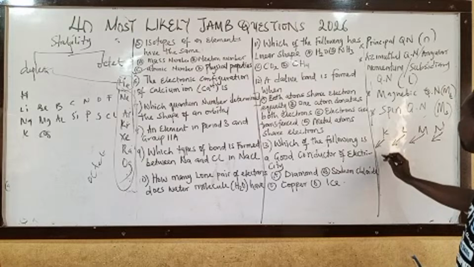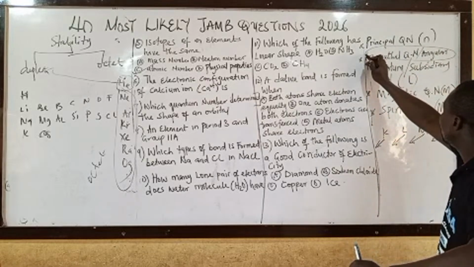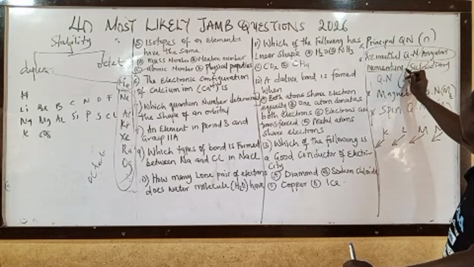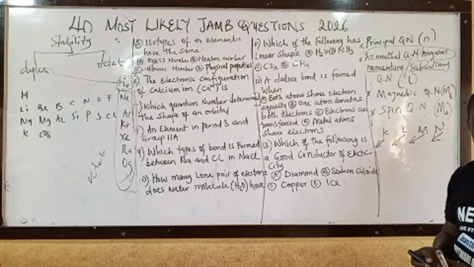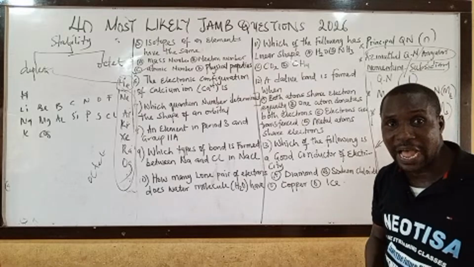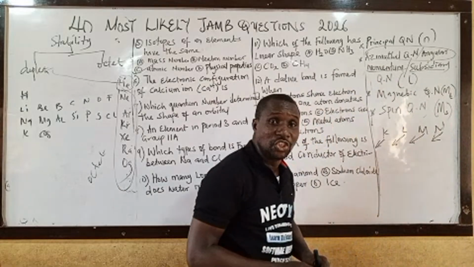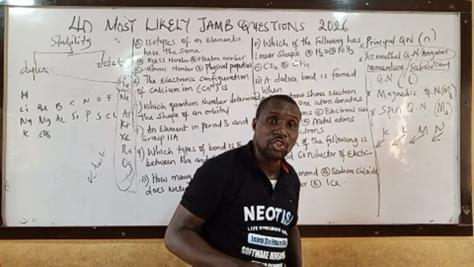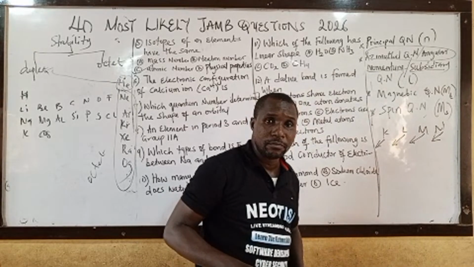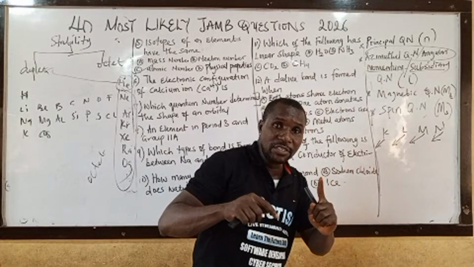This one, azimuthal, which is also called what? Angular momentum or subsidiary quantum number. Take note. It determines the shape of the orbital. Quickly write it down. It determines the shape of what? The orbital. That is one. It determines the shape of the orbital.